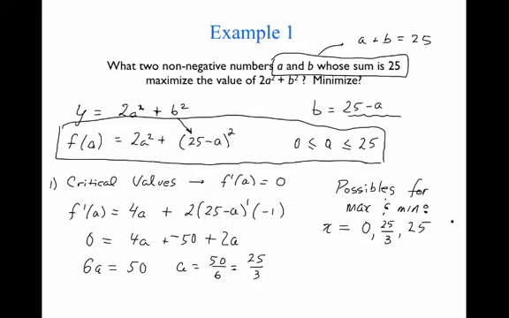So what are we going to do? We're going to take f of 0, f of 25 thirds, right? Because it's the output that we want to be maximized. So f of 0, f of 25 thirds, and f of 25. So f of 0, plug in 0, it looks like to me 625. F of 25 thirds, can't do it in my head. F of 25 looks like 1250, check my math.